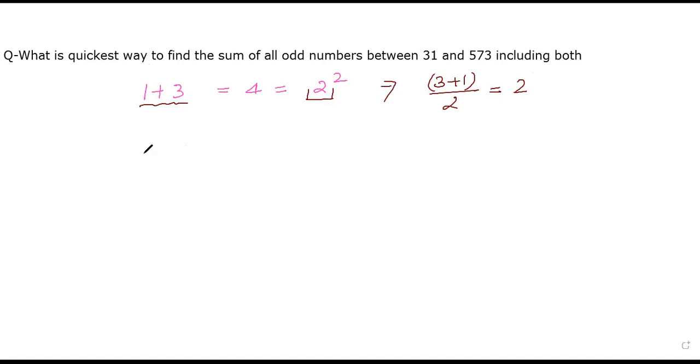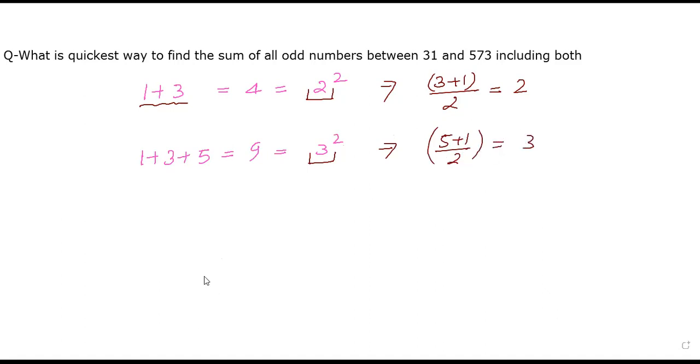Now in a similar way, the sum of the first 3 odd numbers will be 9, which is 3 square. Now what is 3? 3 is basically (last term plus 1) divided by 2, meaning the total number of terms in this series.